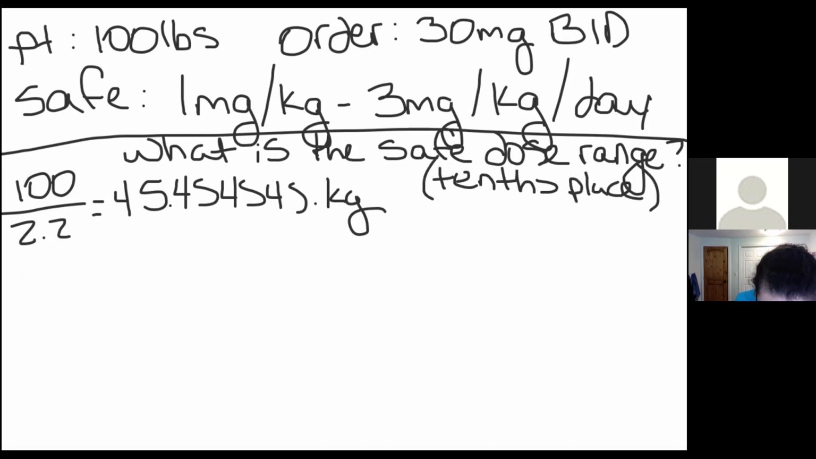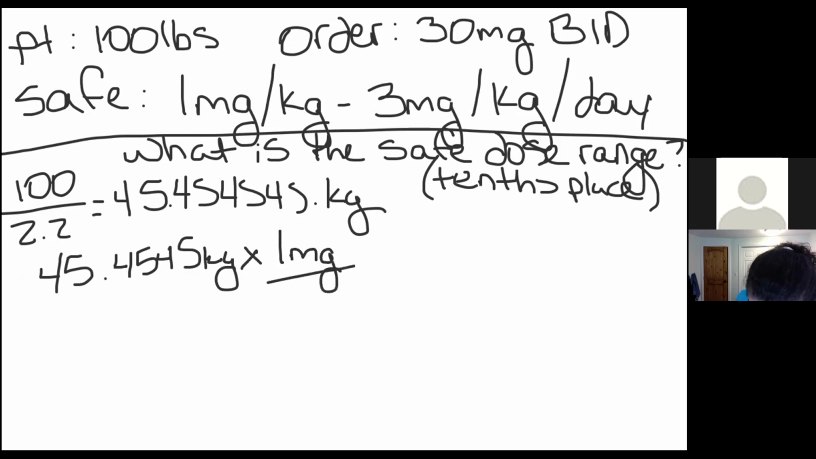Okay. So I'll write it out, but I know we don't really need to do it. For 45.4545 kilograms times 1 milligram per kilogram leaves me with 45.4545. And if I'm rounding to the 10th place, the first part of my answer is going to be 45.5 milligrams.